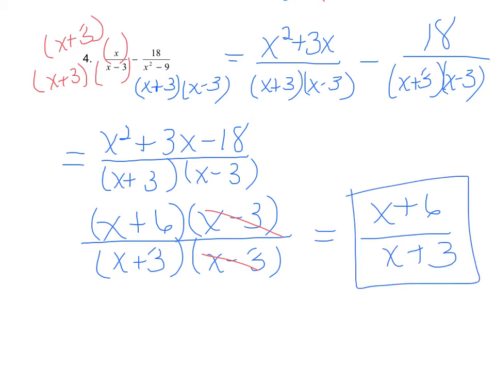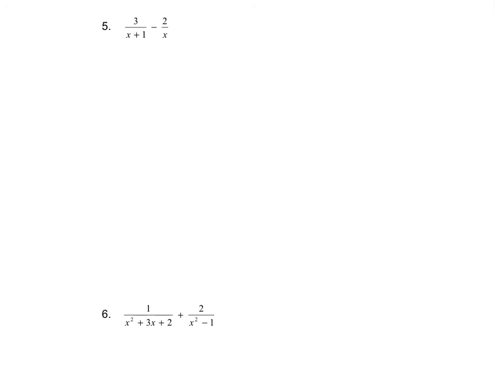Okay, let's move on. If we take a look at number 5, we don't have a common denominator, so we're going to have to find a common denominator. If I look at it, I can't factor either of them, and they really have nothing in common. When they have nothing in common, the best thing to do is to use both of them. So I'm going to use x times x plus 1.